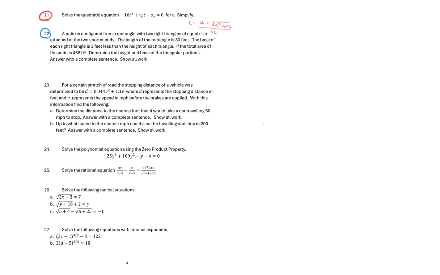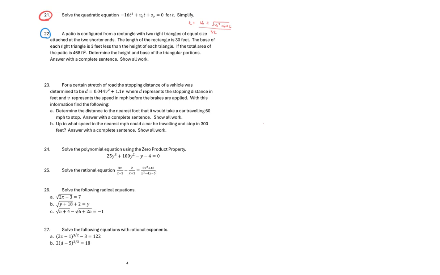Okay, 22. We have a patio, which is configured from a rectangle with 2 right triangles of equal size attached at the 2 shorter ends. The length of the rectangle is 30 feet. The base of each triangle is 3 feet less than the height of each triangle. If the total area of the patio is 468 feet squared, determine the height and base of the triangular portions, answer in a complete sentence, and show all work.